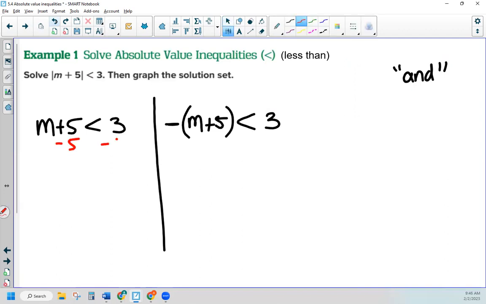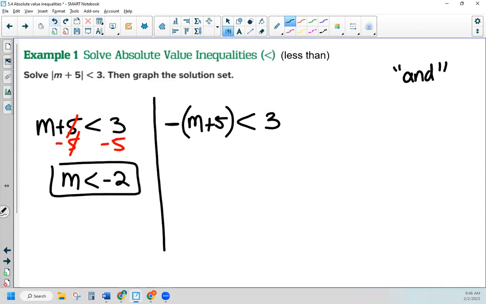Take 5 to the other side by the inverse operation of addition, which in this case would be subtraction, and that will leave you with m is less than negative 2. Remember, we do not flip our original sign right here because we did not divide or multiply by a negative number. So we get to keep this as one of our steps here for our solution. Next, on this side over here, we must distribute this negative sign. What that does is simply it changes everybody's symbol inside. Whoever was a positive becomes negative.